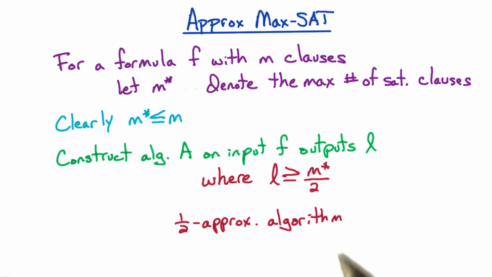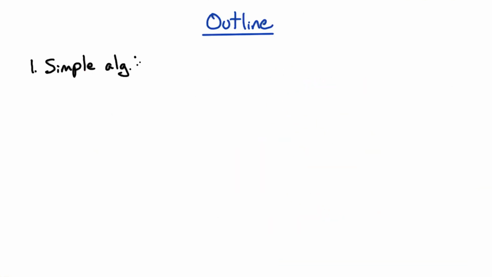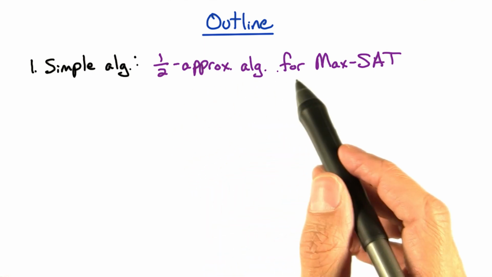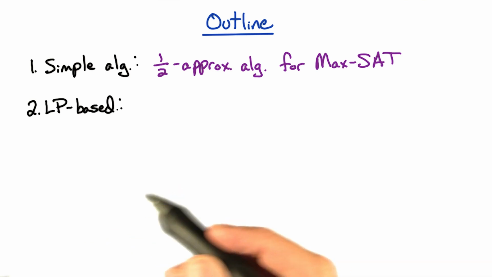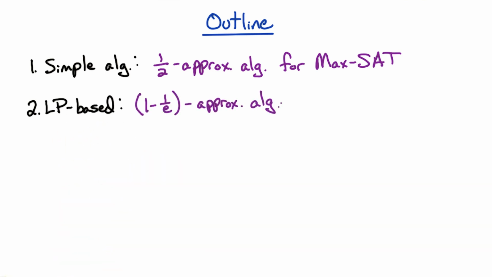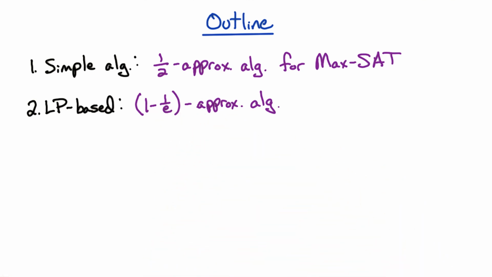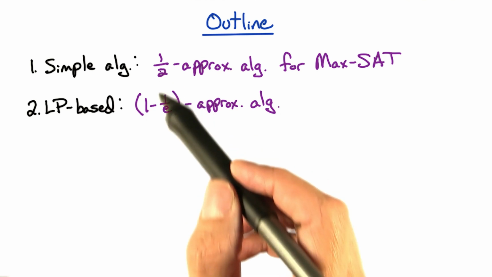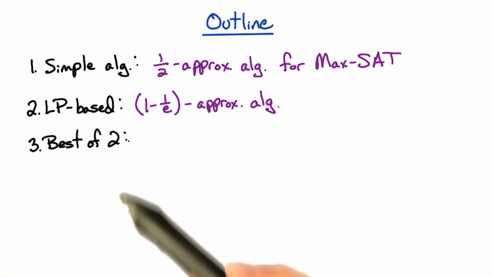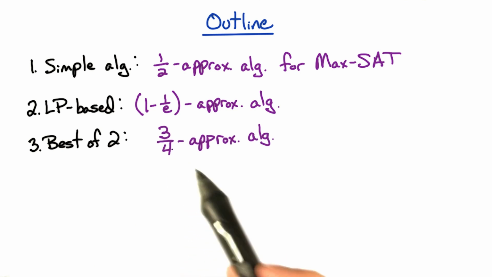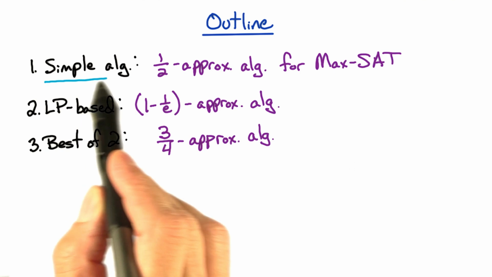Later in this lecture, we're going to improve 1/2 to 3/4, and we're going to get a 3/4 approximation algorithm for the max SAT problem. We're going to start by looking at a very simple randomized algorithm. And we'll show that this simple algorithm achieves a 1/2 approximation for max SAT. After that, we're going to look at an LP-based algorithm. And we're going to prove that this new LP-based algorithm achieves a 1 - 1/e approximation factor. So it improves the previous algorithm by a little bit. Finally, we're going to look at an algorithm which is a combination of these two algorithms. And this combined algorithm is going to achieve a 3/4 approximation. So let's dive into the simple scheme.